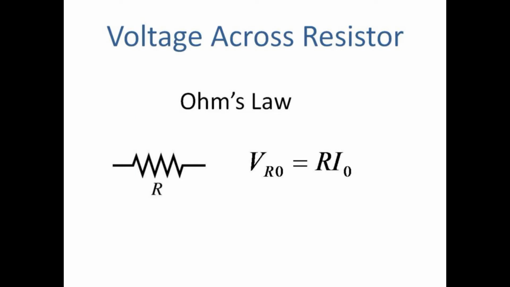We then use the Pythagorean theorem to combine the x and y components. Let's now consider the voltage drop across each element. The resistor is easy by Ohm's law, V equals R times I.